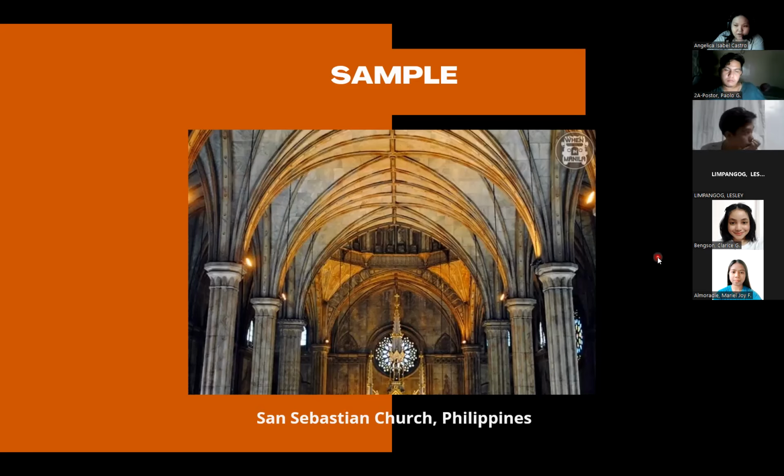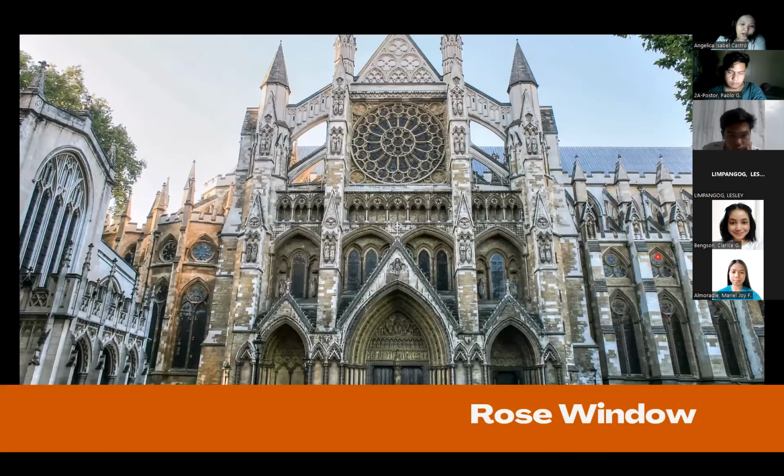This is in Manila. If you have time to visit, I'll be glad to tour you sa mga churches natin here. Anyway, moving on, I'm just showing you a ribbed vault. So here. Yeah, and this is a rose window. This is what we call the rose window.